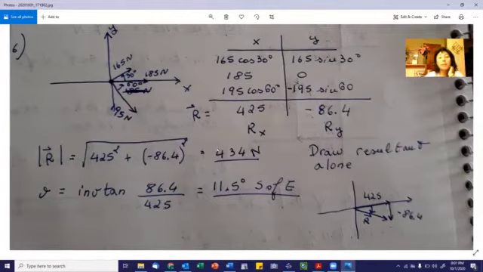Then when you add, you have an x component that is positive and a y component that is negative, which makes you go into the fourth quadrant. So if you're in the fourth quadrant, this is your picture basically.